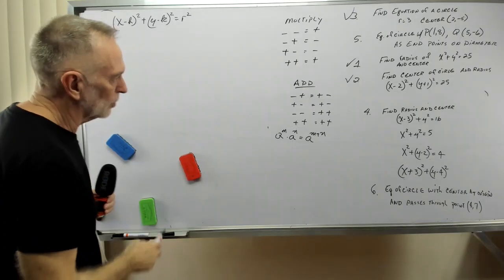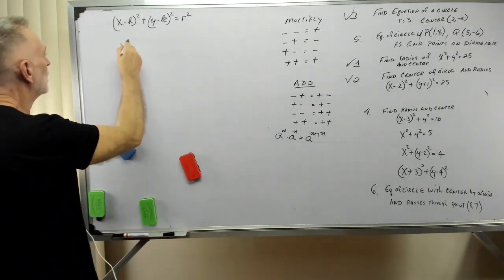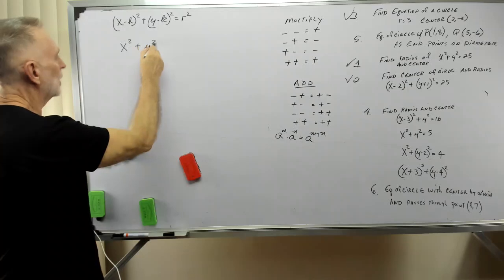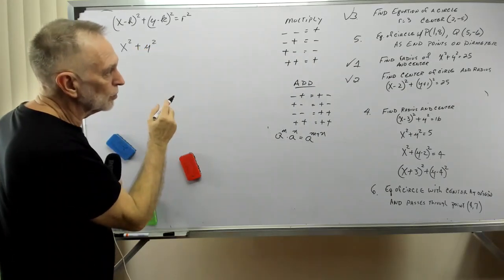What about the next one? x squared plus y squared equals 5.